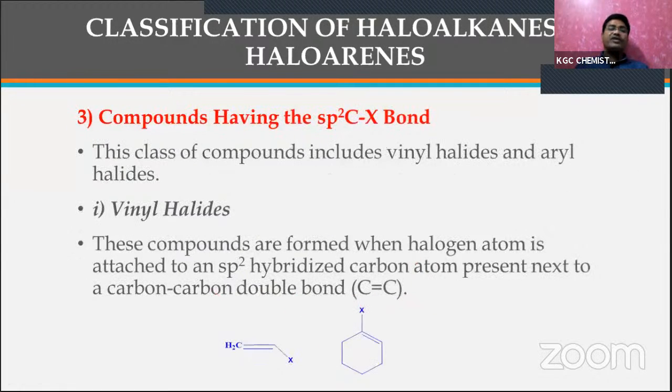And see, compounds having an sp2 C-X bond. This is the case here. This is going to be the vinyl, and here also vinyl. This is called vinyl. When the double bond is present here, that is going to be the vinyl. When the double bond is here, this is going to be the vinyl. When the double bond is here, that is allyl. And you remember, this is going to be the vinyl group and vinyl halide. This is also an example of the vinyl halides.